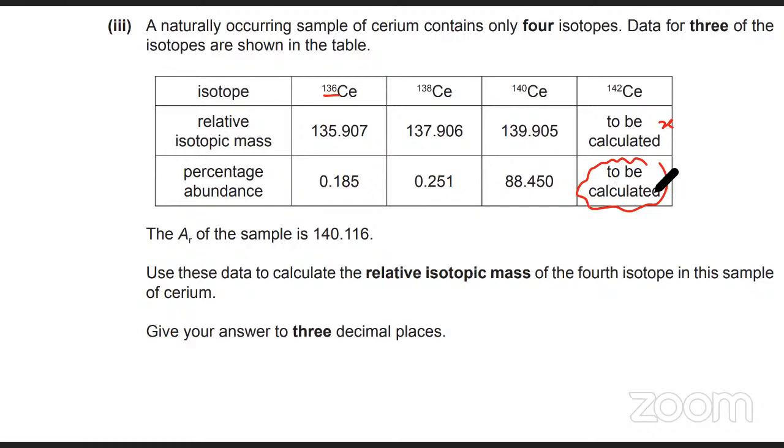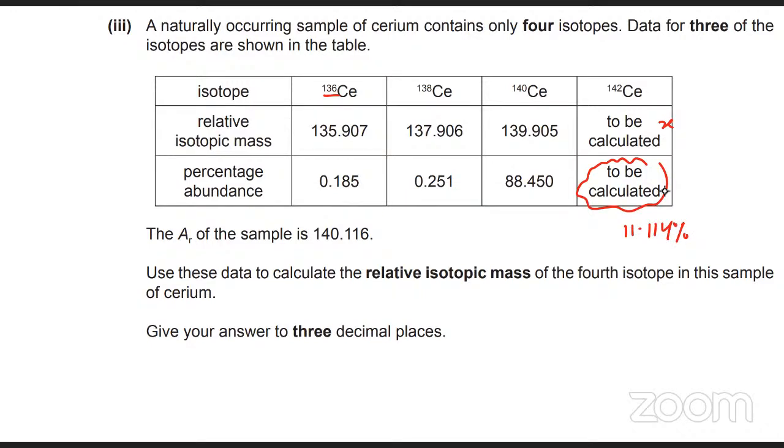So if I open a calculator, I'm going to take 100, that's the total percent, minus 88.450%, that's one of the isotopes. And I'm going to subtract 0.185% and minus 0.251. So 88.45, 0.185, and 0.251. If I subtract this, I get 11.114%.